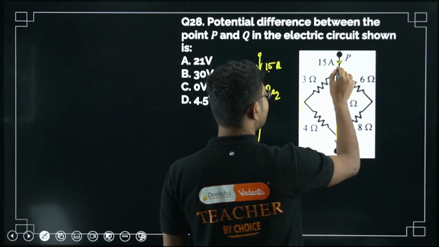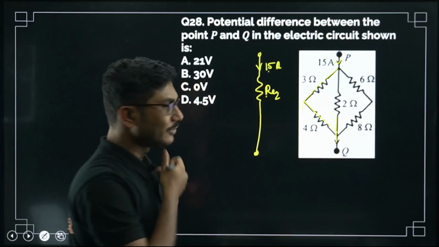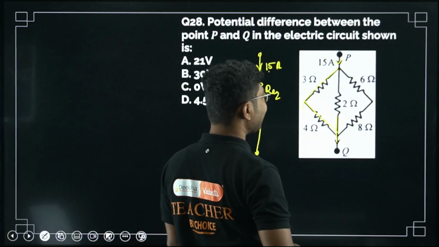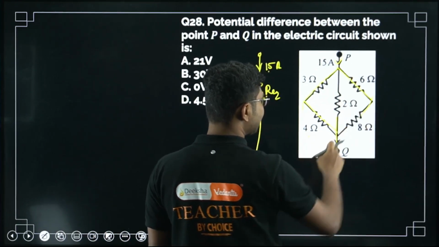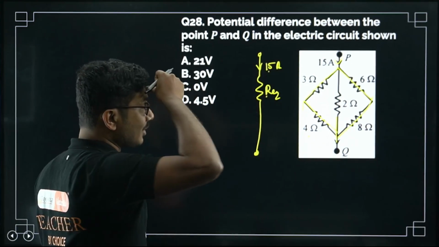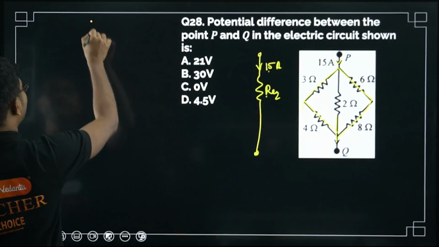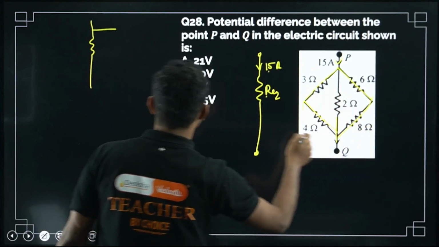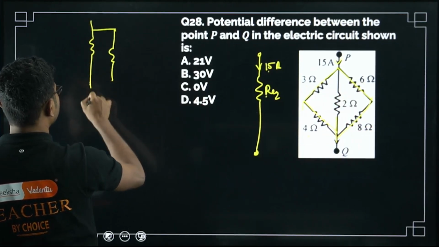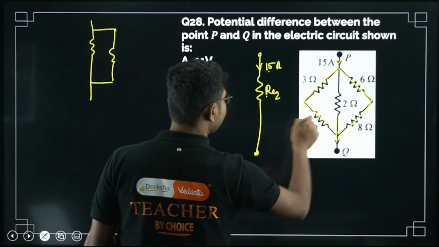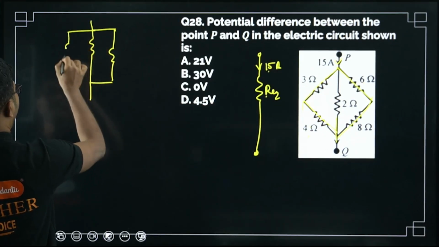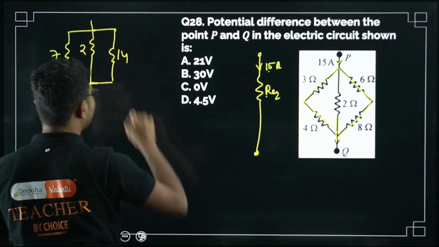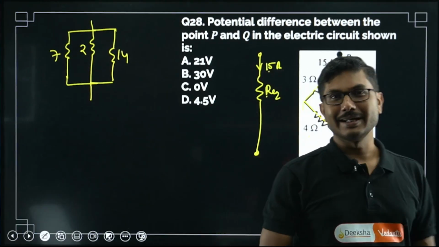First we will consider this arm. These two resistances, 3 and 4, are connected in series. Similarly on this side, 6 and 8 are connected in series. So to calculate the equivalent resistance, combining 6 and 8 is 14, and 3 plus 4 is 7 on this side. So we have 7, 2 and 14, and these three resistances are connected in parallel.